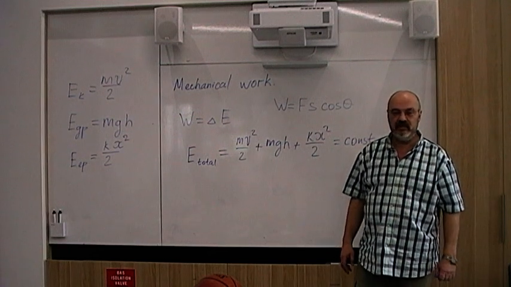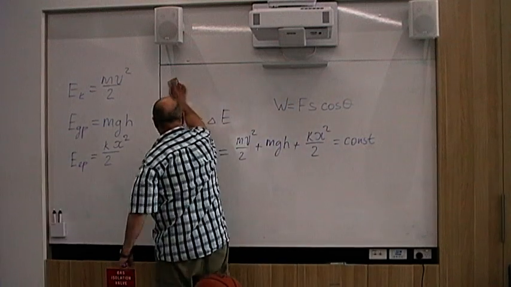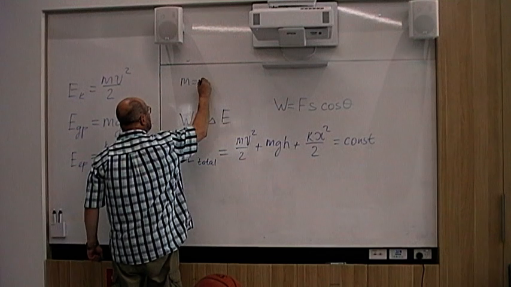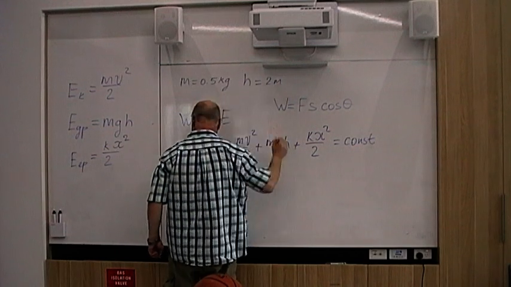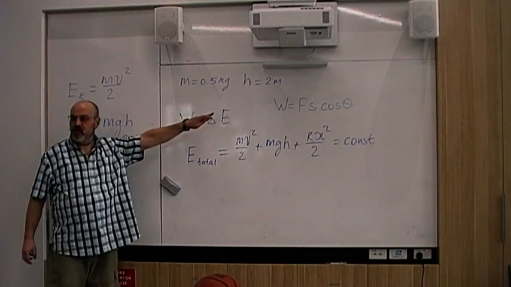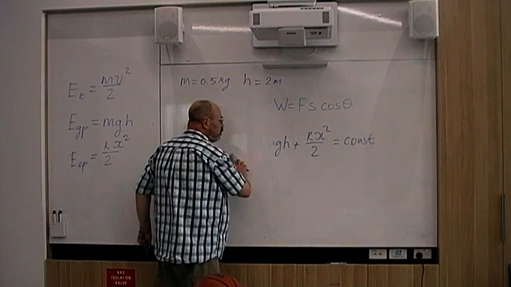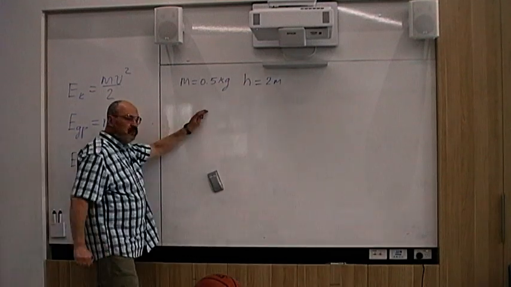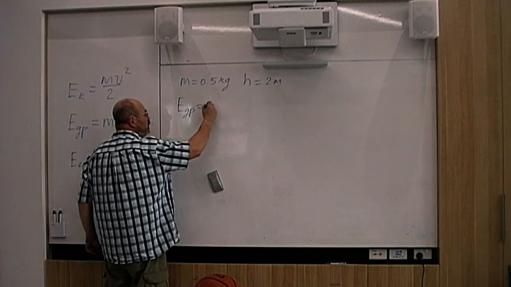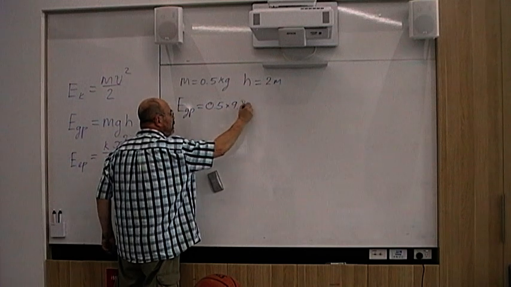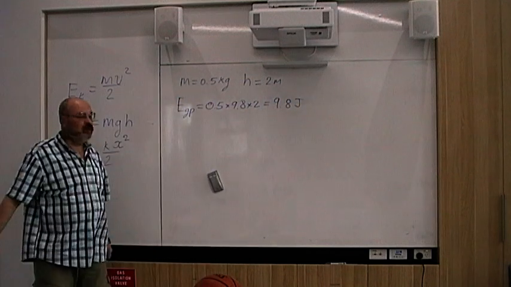For example, two examples. If we have a ball with a mass of, let's say, 500 grams, 0.5 kilograms, and it has an initial height of 2 meters. As I already gave the height, we take 0 somewhere below. What will be the gravitational potential energy of this ball? Using the formula, gravitational potential energy equals mgh, 0.5 times 9.8 times 2, which equals 9.8 joules.